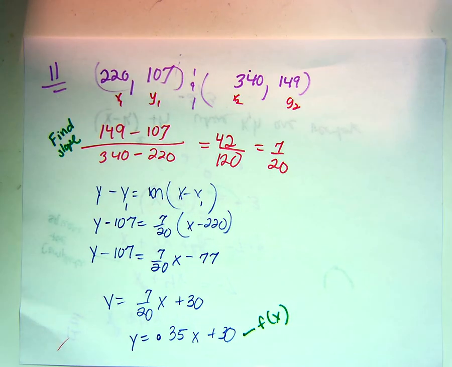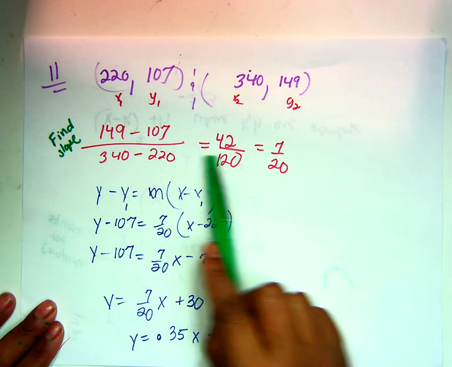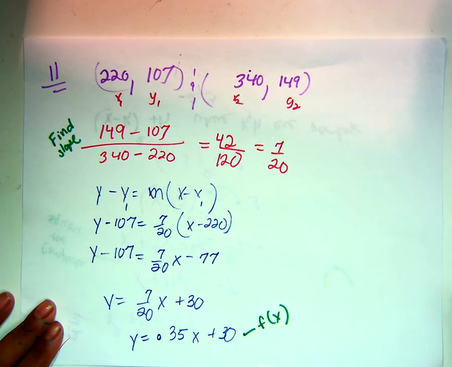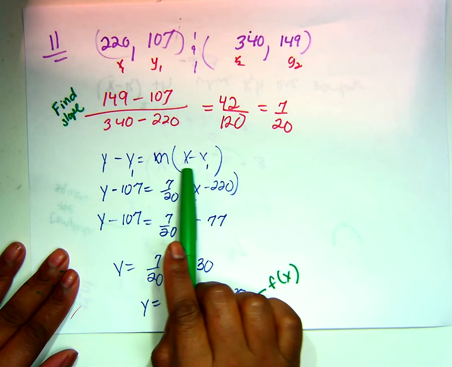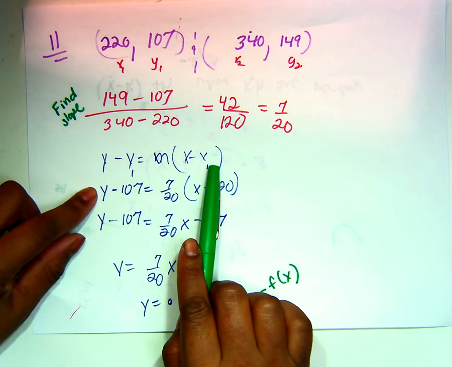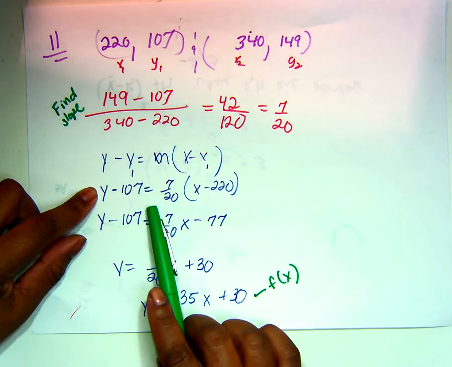Using the slope formula, which is y2 minus y1 over x2 minus x1, I determined what my slope was, so my slope is 7/20. Now using the point slope formula, which is this right here, I substitute the values for my slope and point 1 into this equation.